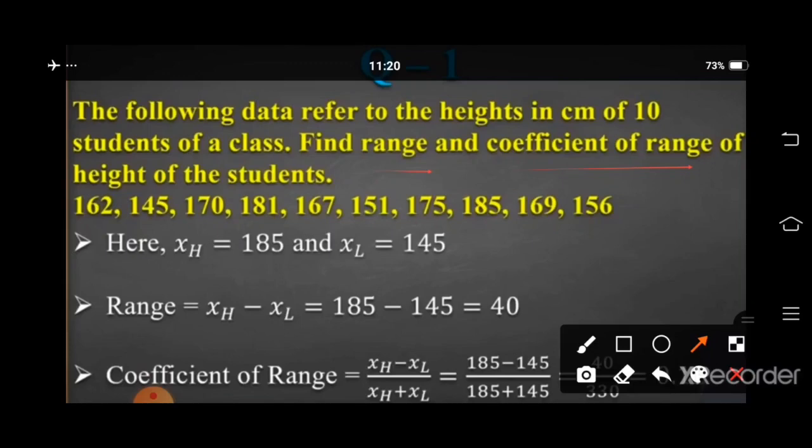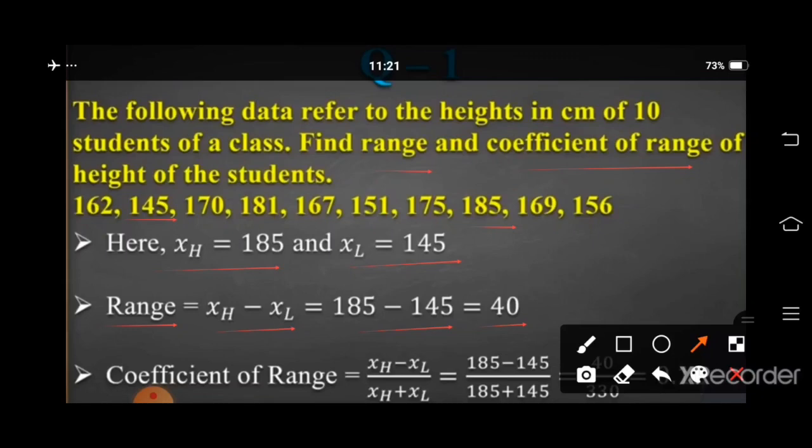Here you have to find out the lowest observation and highest observation. Here highest observation is 185. Lowest observation is 145. According to the formula of range, xh minus xl, highest minus lowest observation equals 40. Here our absolute measure is in centimeter, as heights are given in centimeter. So range is equal to 40 centimeter.